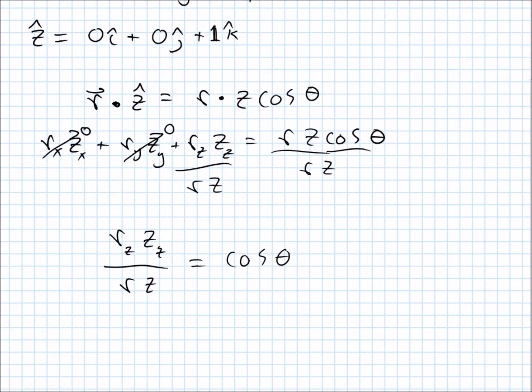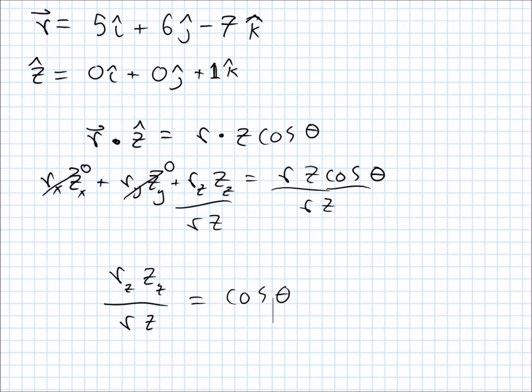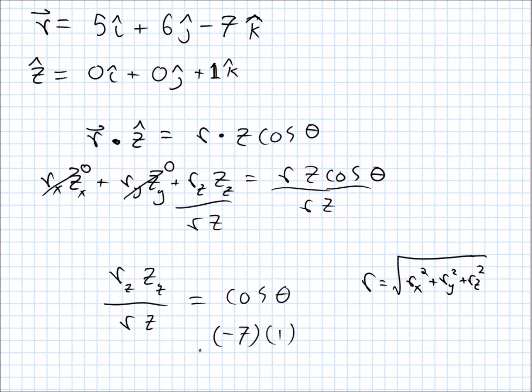So let's go ahead and plug in values. Recall that to find the magnitude of a vector, it is the square root of its components squared. So we'll be putting that in on the bottom here. So r's z component is -7. Z's z component is 1. I'm going to go ahead and divide that by the magnitude of r, which is the square root of 5 squared plus 6 squared plus -7 squared, and also the magnitude of z, which is just a 1.